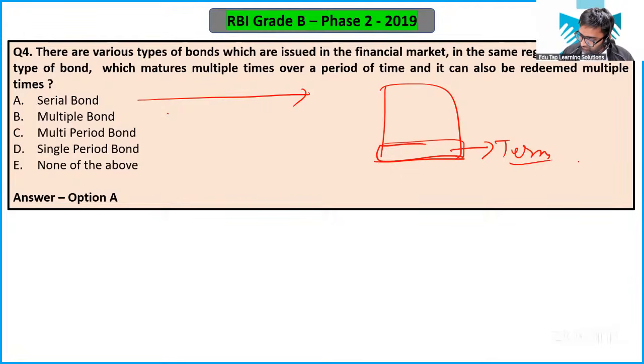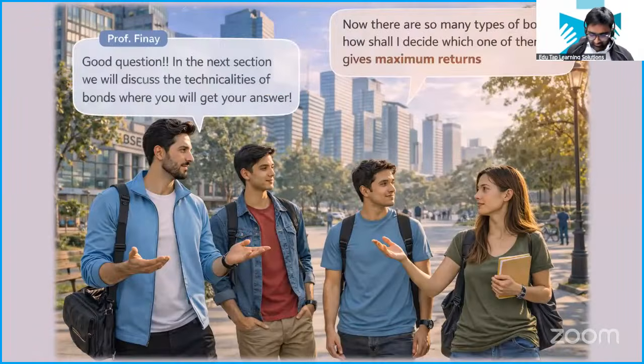Now moving ahead, here is the next topic. Okay, so here we have seen the different types of bonds. Now naturally a question arises in the mind of people who invest in bonds: there are so many types of bonds, how shall I decide which one of them gives the maximum return? Because Rita is always bothered about return. She is just saying, how shall I calculate the returns. Okay, those people are me.